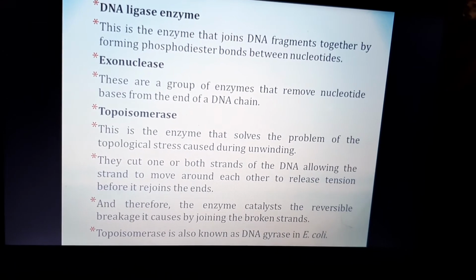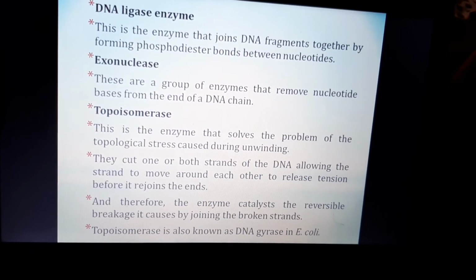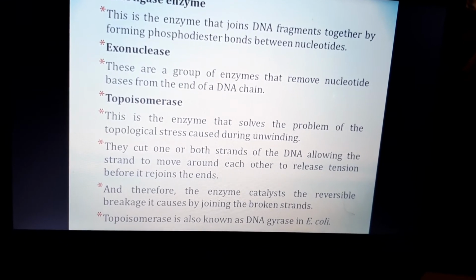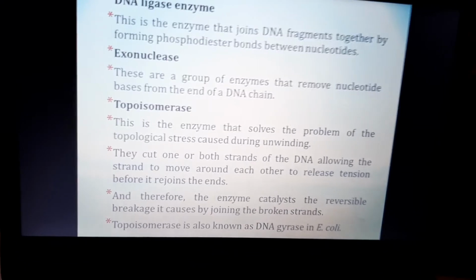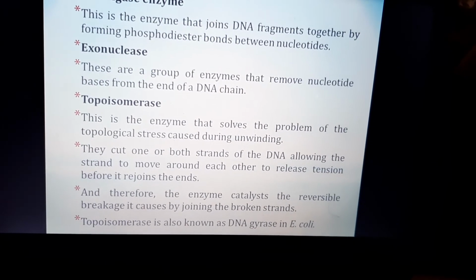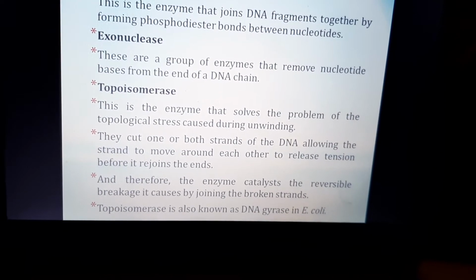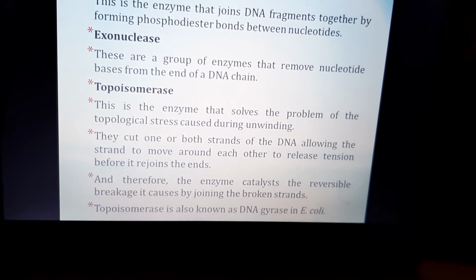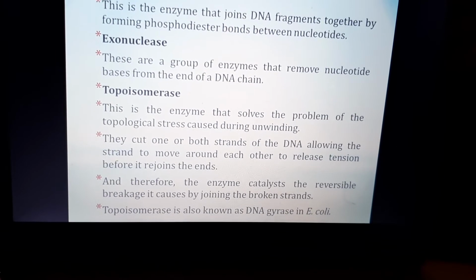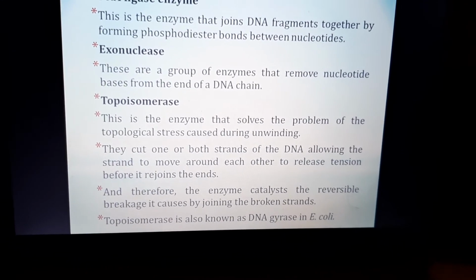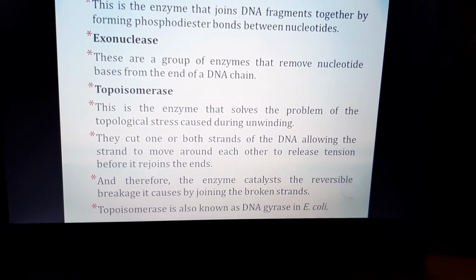Another enzyme is exonuclease. These are a group of enzymes that remove nucleotide bases from the end of a DNA chain. Another enzyme is topoisomerase. This is the enzyme that solves the problems of topological stress caused during unwinding. They cut one or both strands of the DNA, allowing the strands to move around each other to release the tension before it rejoins the ends.